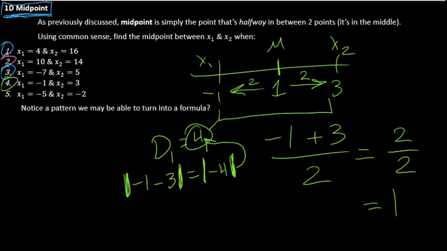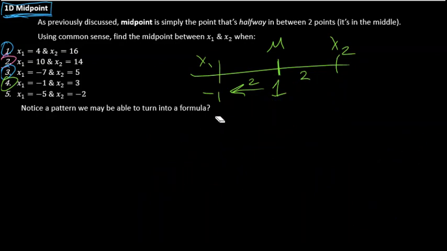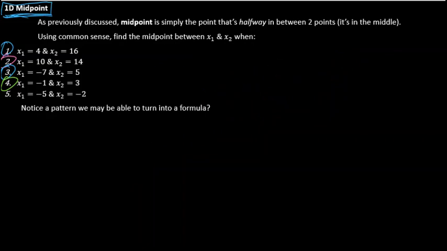Negative 1 is 2 away from positive 1. Positive 3 is 2 away from positive 1 also. So our little formula seems to work. Let's try it one more time and just double check. All right, so on to number 5.